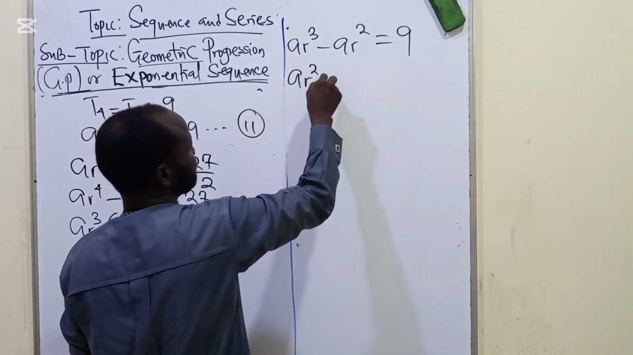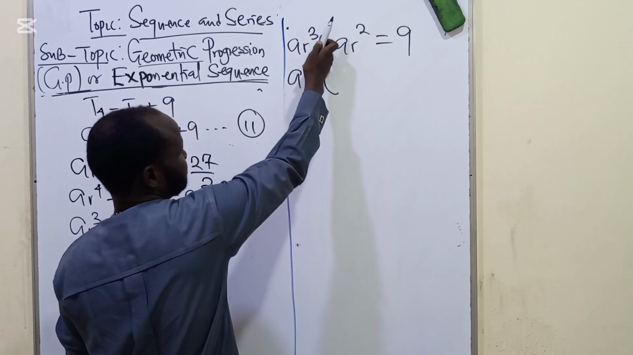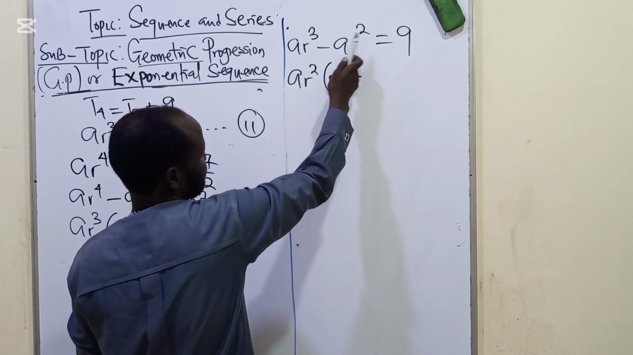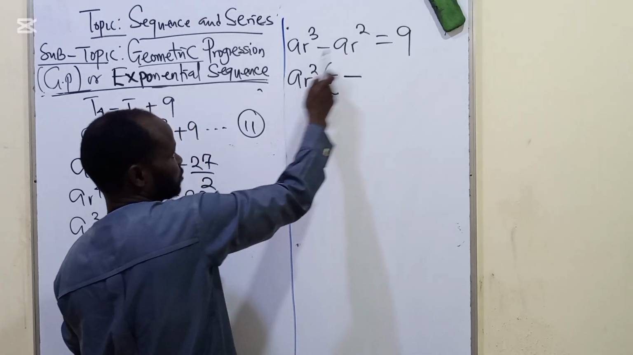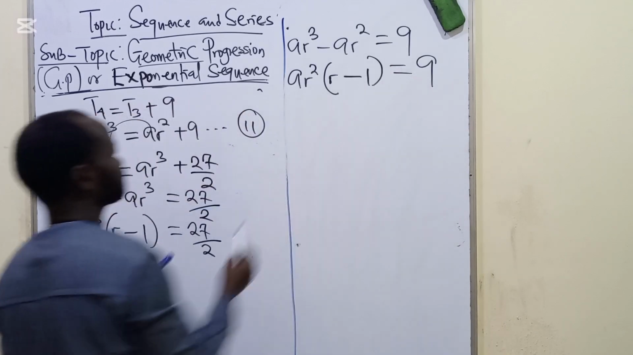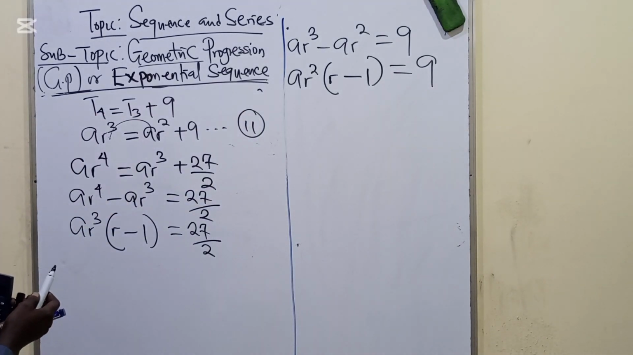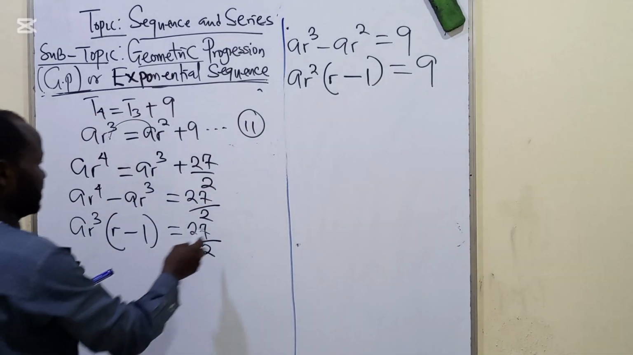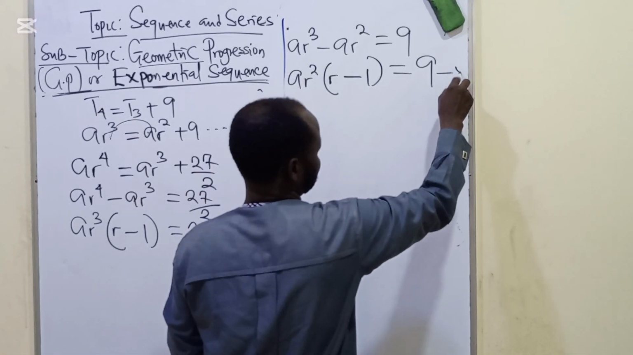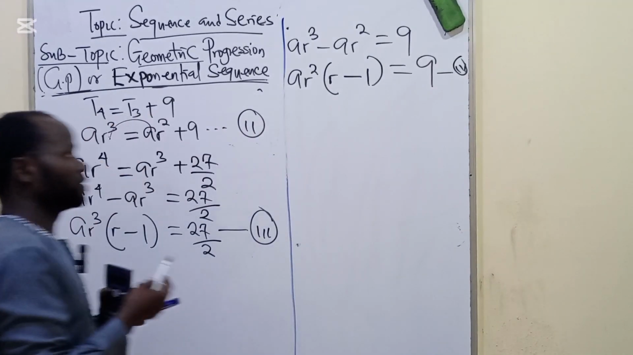AR power 2, bracket open again. Now AR power 3 divided by AR power 2 will be left with R, minus AR power 2 divided by AR power 2 will be left with 1. This will now be equal to 9. Very important. At this point, let me label this as equation 3 and define this as equation 4.